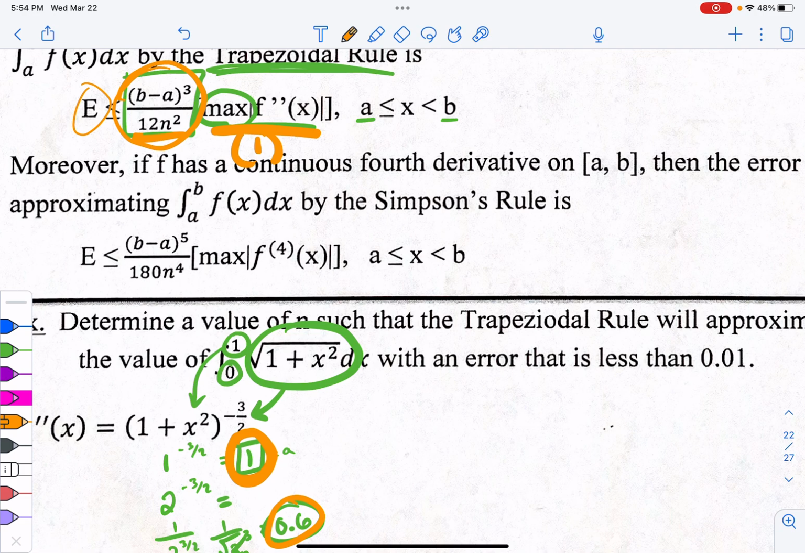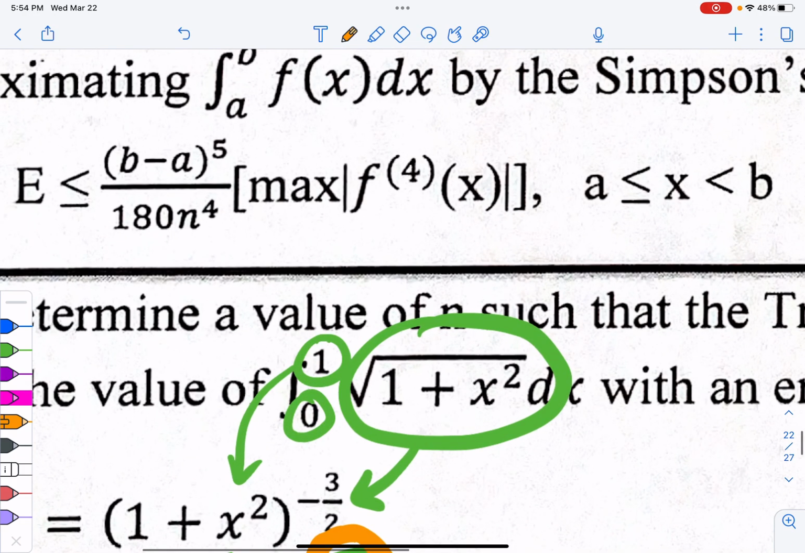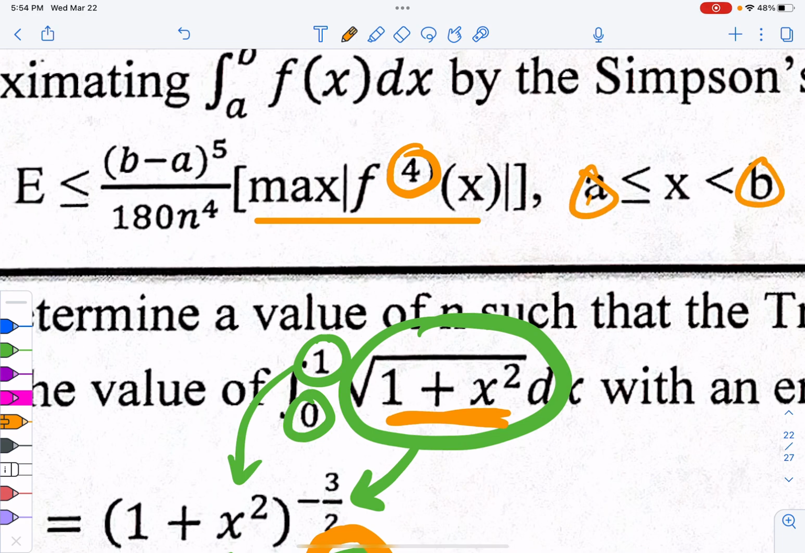The Simpson's rule is the maximum, but this is the fourth derivative. How pleasant. So you would have to find the fourth derivative of this guy, find the maximum value when you plug in A and B, so you'd use the higher one of the two, and then calculate this, multiply it by that, and that would tell you what your error is, okay?